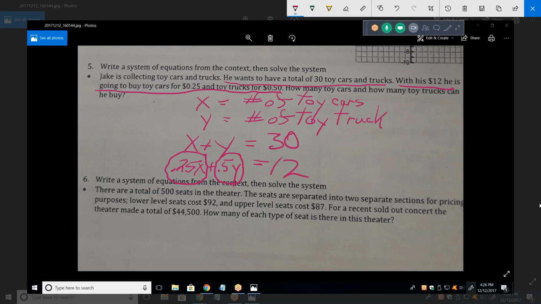Now notice that I have two equations, two unknowns, and they're both in standard format. What method am I going to use to solve? Elimination. Okay. How do I eliminate a variable? What do I have to do?